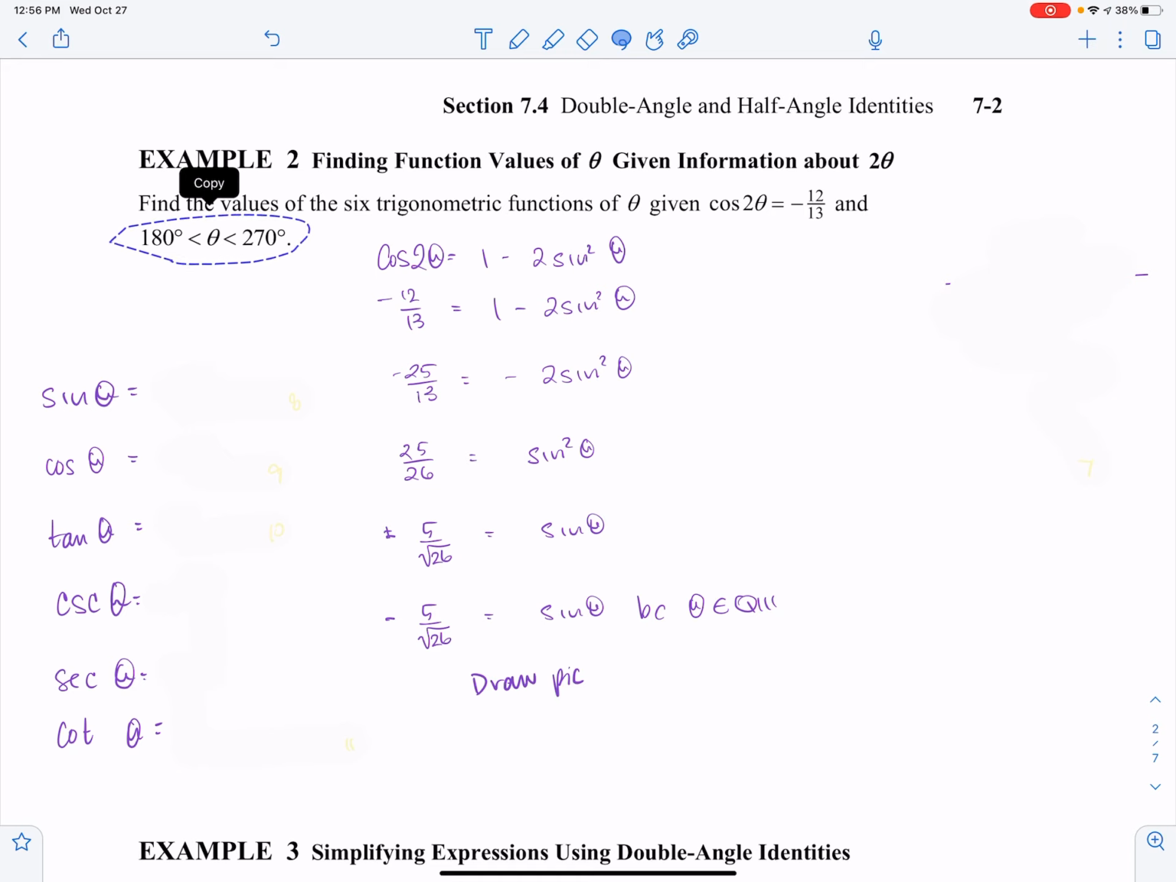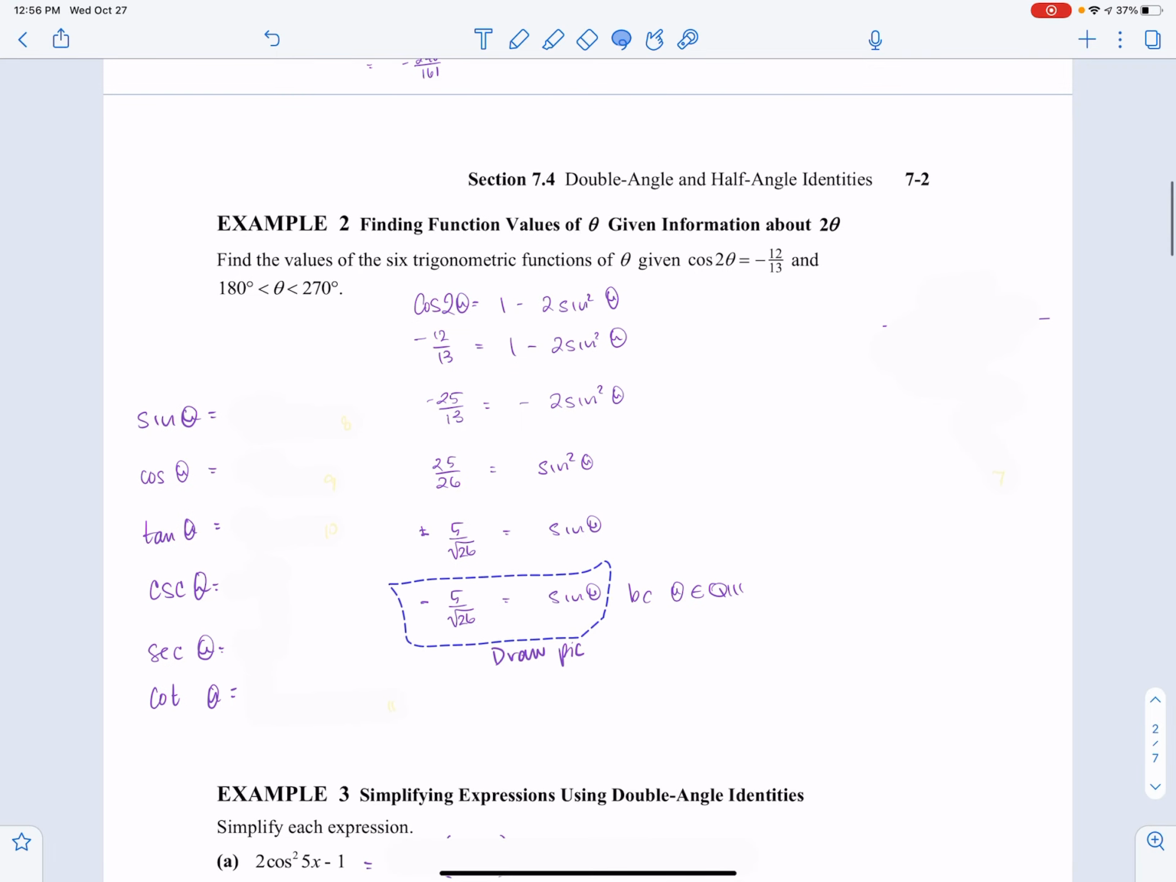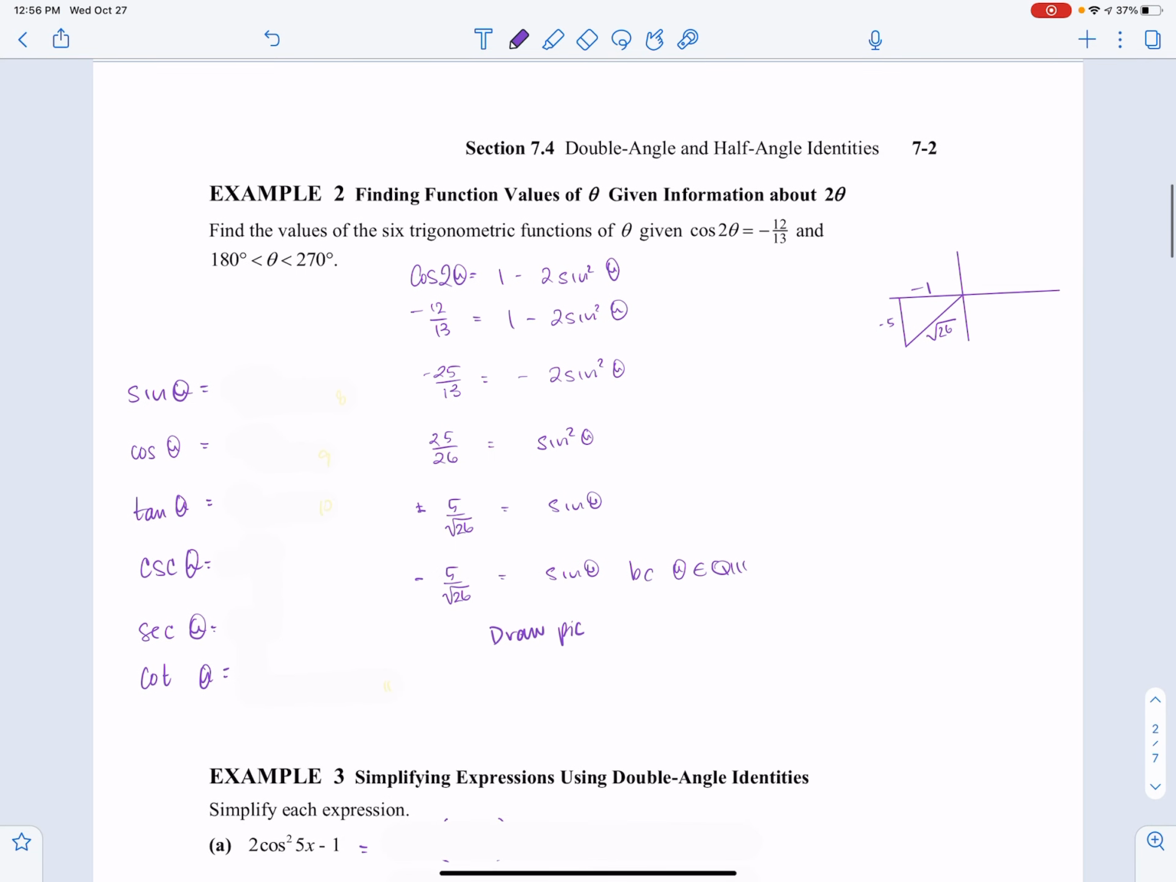Well, now that I know that I have a third quadrant angle and I know what the sine value is in that third quadrant, I'm going to use this to draw my picture. Now, this is not my answer for sine. It's just going to help me to draw my picture. So I'll draw my picture in the third quadrant, and I'll use opposite over hypotenuse. When I do the Pythagorean theorem, I'm going to be left with a 1, but it's got to be negative because it's going to the left. And now I have enough information to get my 6 trig functions.